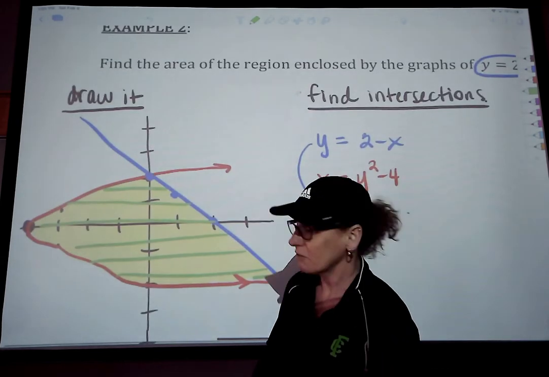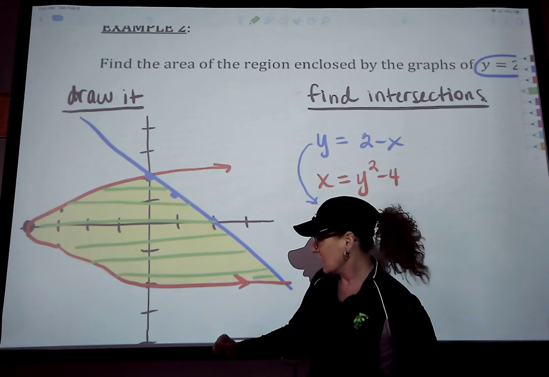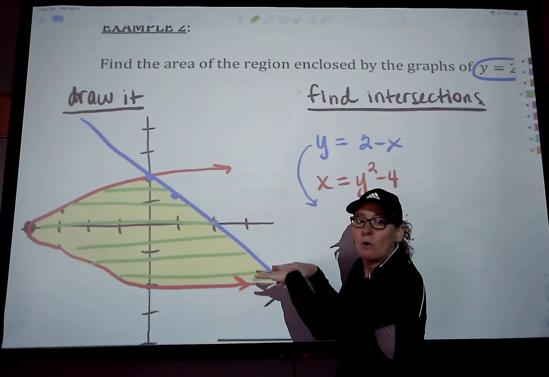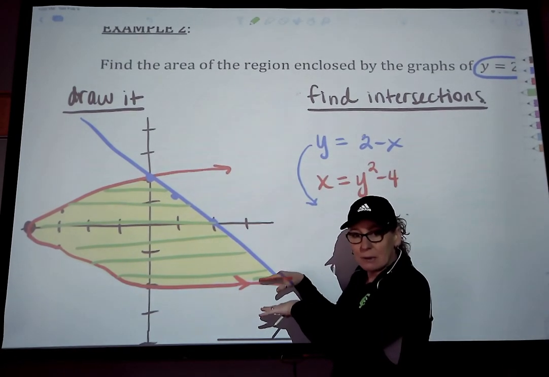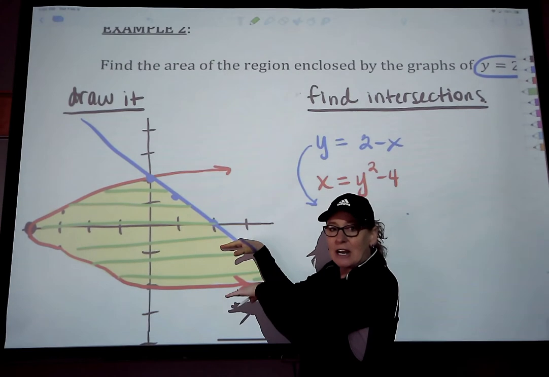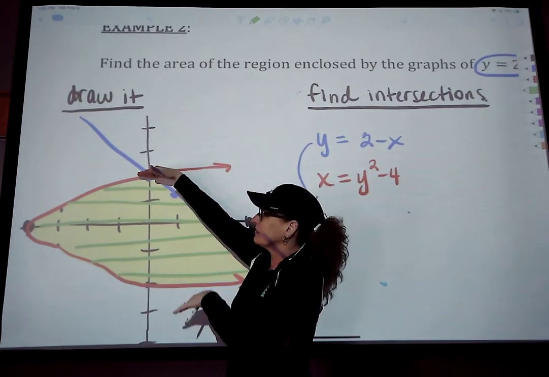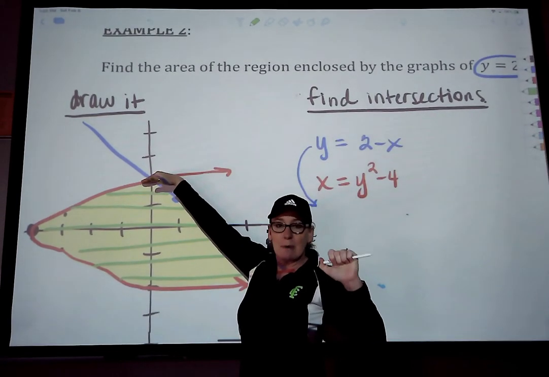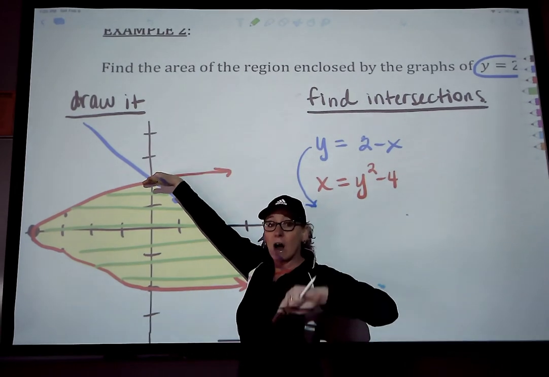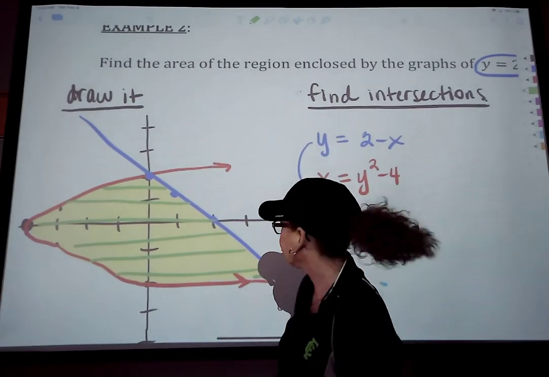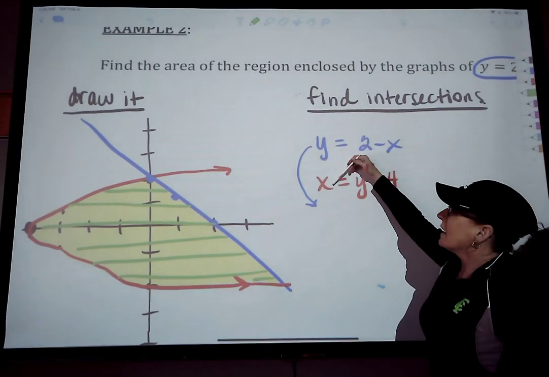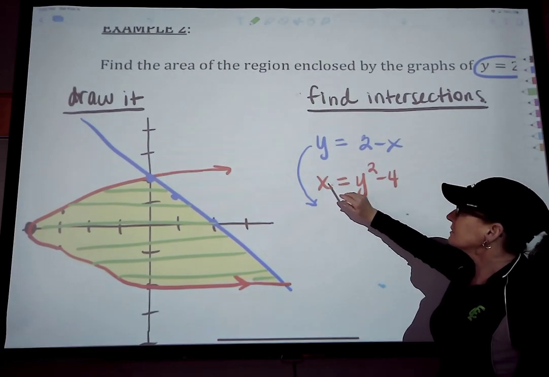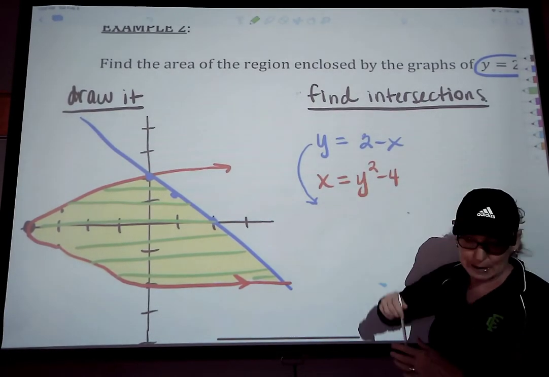Now, horizontal rectangles. My accumulation of areas is going to start down here where they intersect at a low y value. And then we're going to start building our areas. We're going to add this area and add this area and add this area and add this area. And then we're going to stop up here at my highest y value. So now I'm going to check my intersections, and I need the y's of my intersections, not my x's. So the way the equations are set up, I'm going to solve this one for x first.